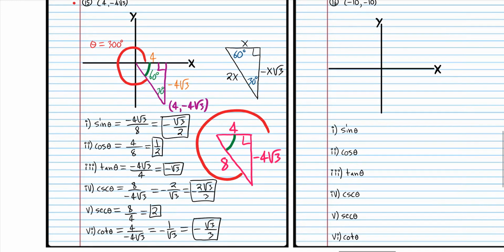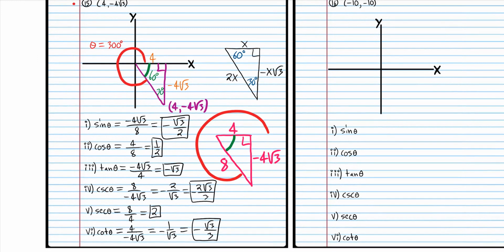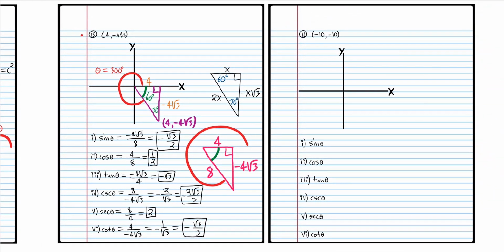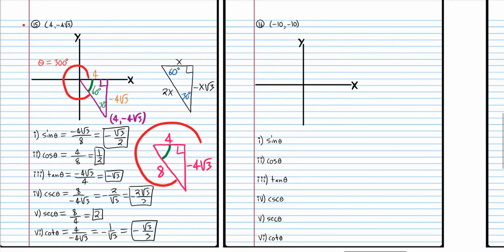So this was a special case where we have a recognizable triangle, and you can deal with this however you want, but notice that it doesn't really matter what x is. It's just going to reduce to a 30, 60, 90 triangle. Okay, so let's try the next problem together.